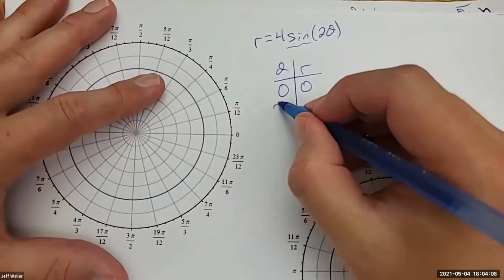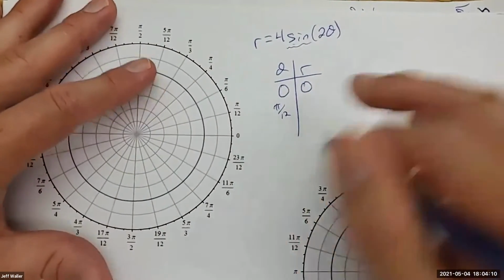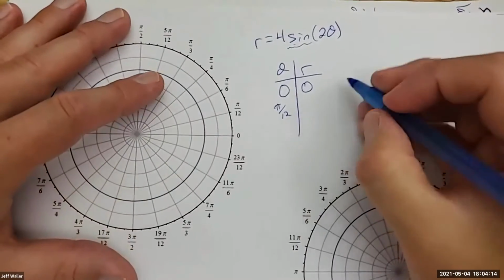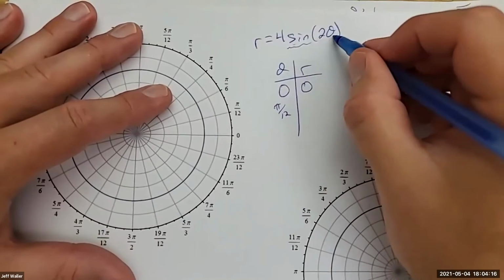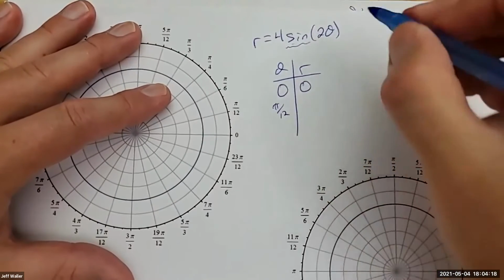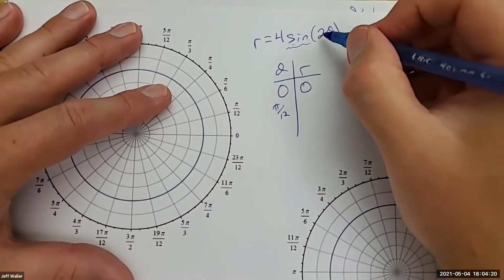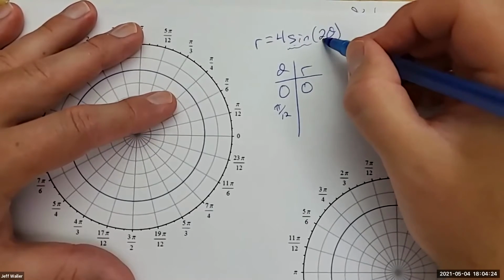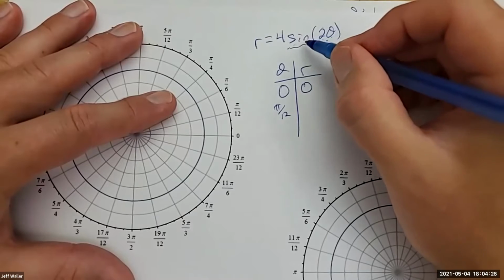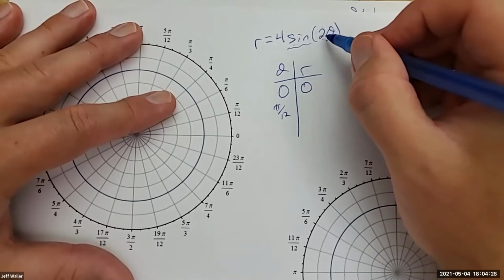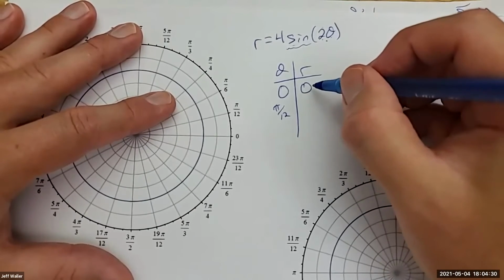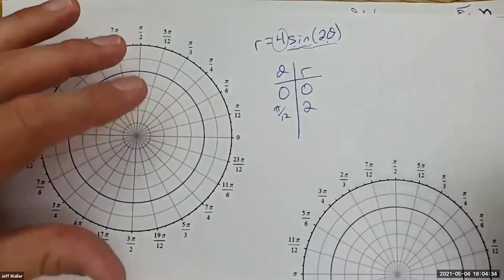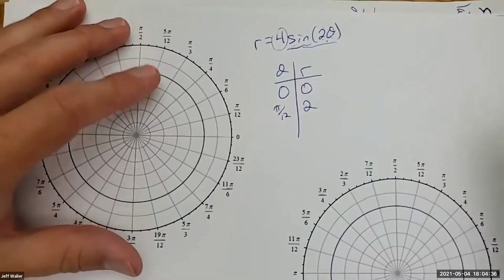Now watch this. I'm going to put pi over 12 in, because I'm crazy. Then what do you get when you plug a pi over 12 in? 2. Let's go step by step. So pi over 12 times 2 is pi over 6. The sine of pi over 6 was 0, it's growing a little bit. Now it's a half. So a half of 4 is 2. Okay, all right. I like it.